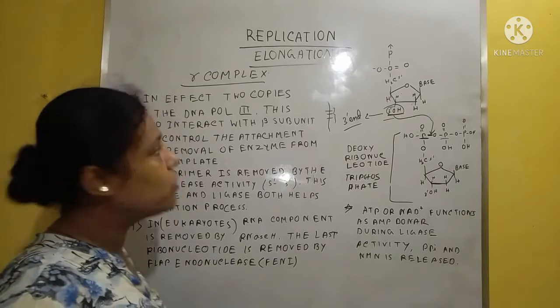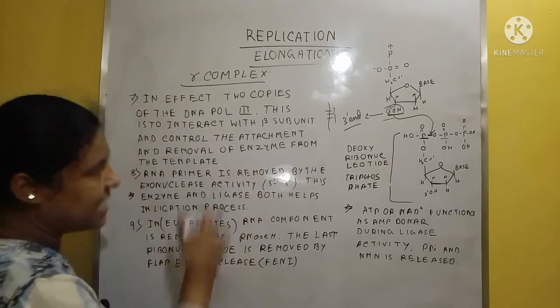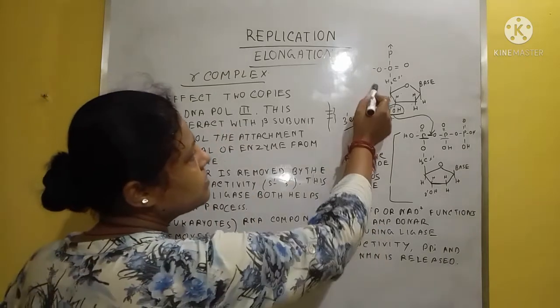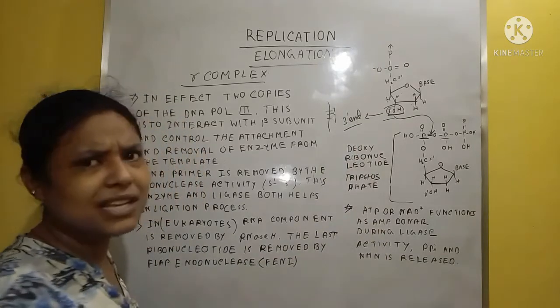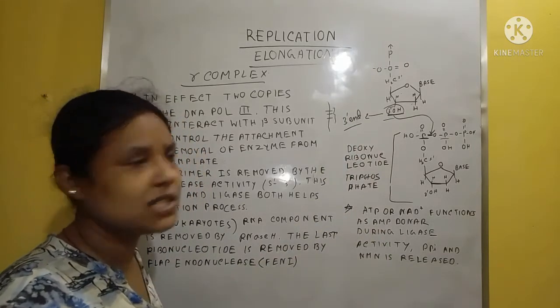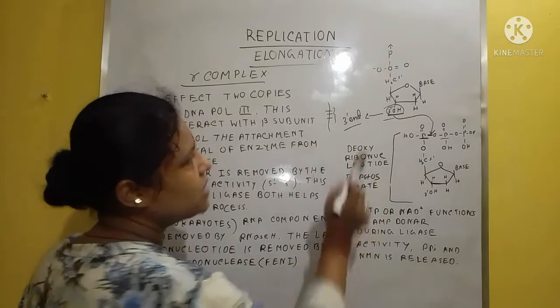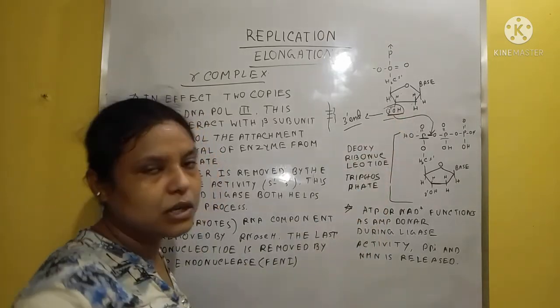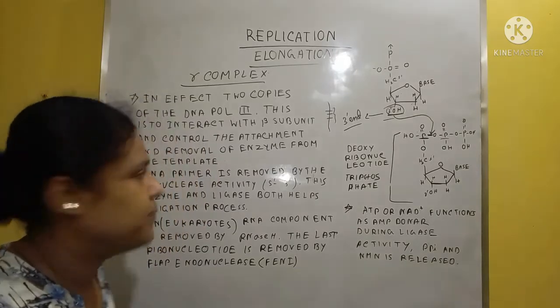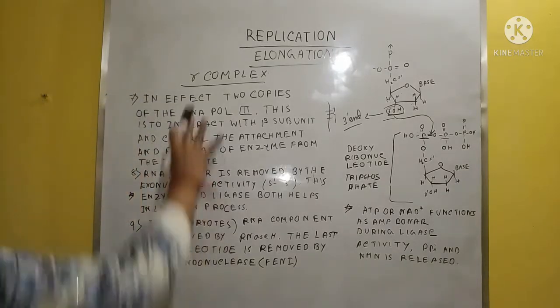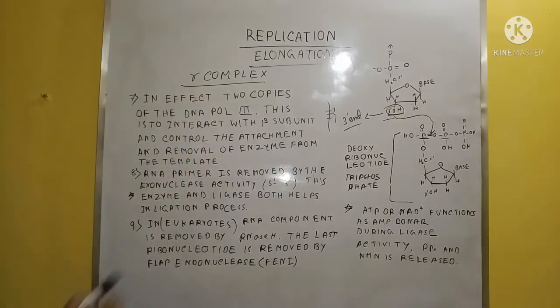Before going to the next one, let me explain what the elongation process is. Elongation is the polymerization, that means the attachment of the deoxyribonucleotide triphosphate to the 3' hydroxyl group of the RNA primer. So now we have learned about the gamma complex.